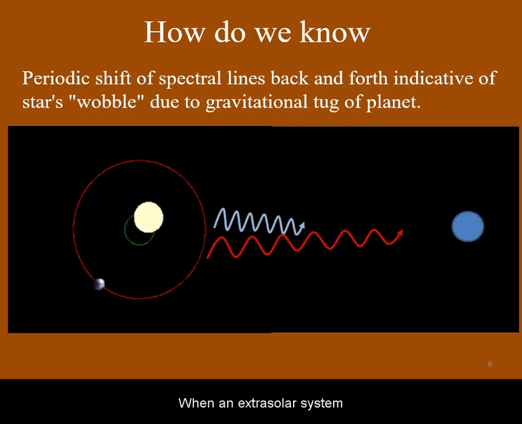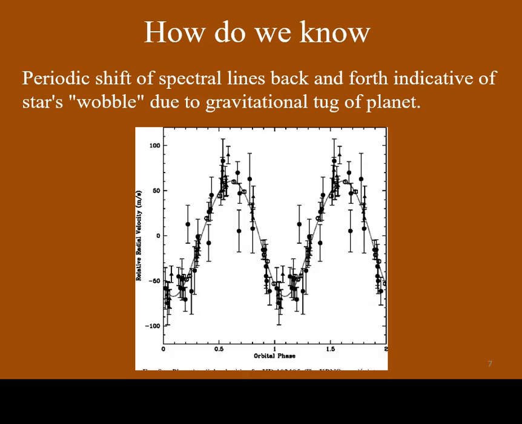When an extrasolar system is relatively edge-on, as viewed from Earth, we can detect a star moving towards or away from us using the Doppler shift. From the Doppler shift, we can reconstruct its relative radial velocity.